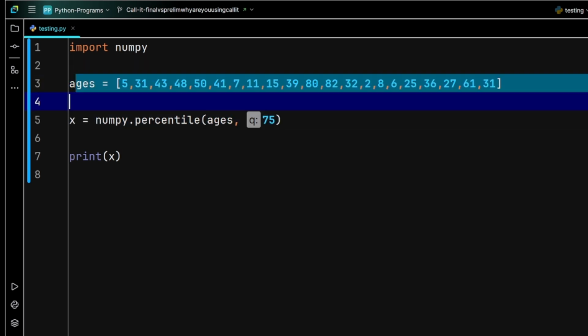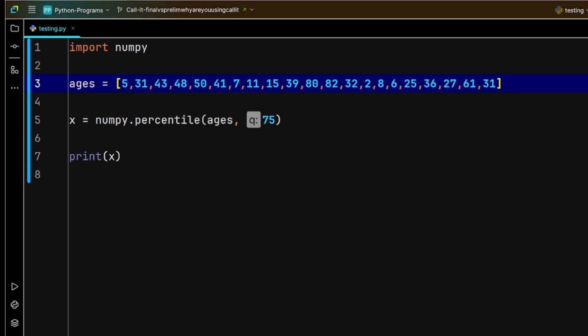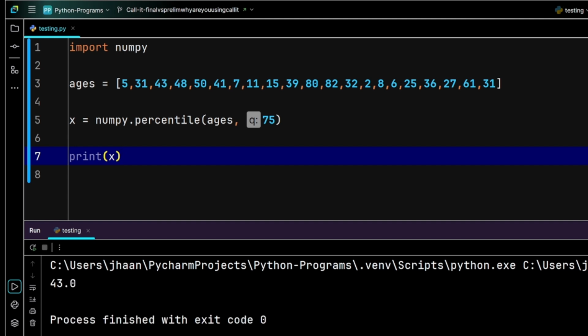where these ages are basically the ages of every person living on a specific street. So to find the 75th percentile, we put in ages and then 75, and we get the result 43. This means that 75% of everybody living on that street is either 43 years old or younger.